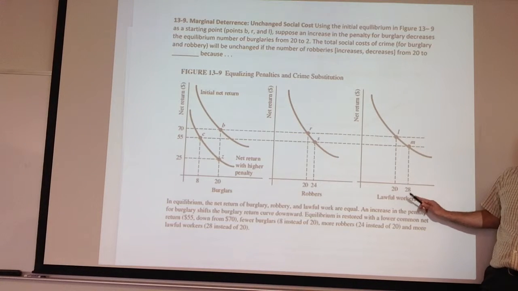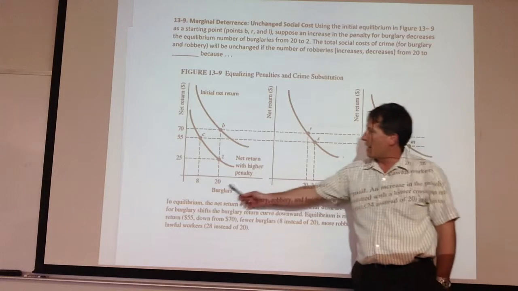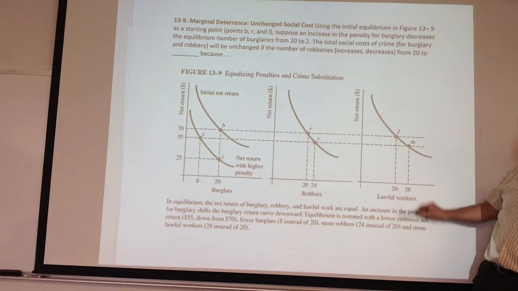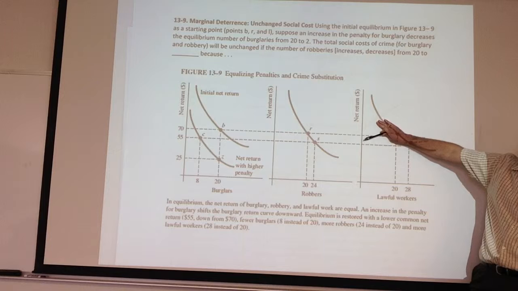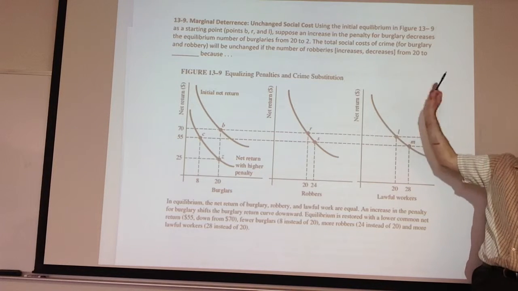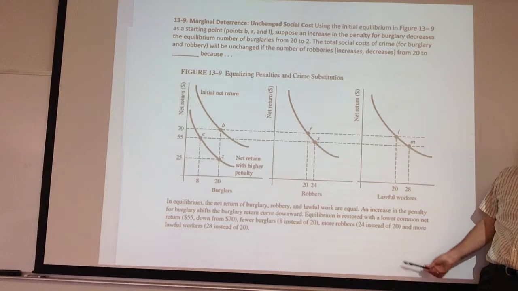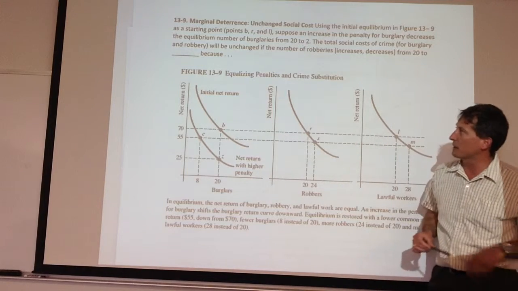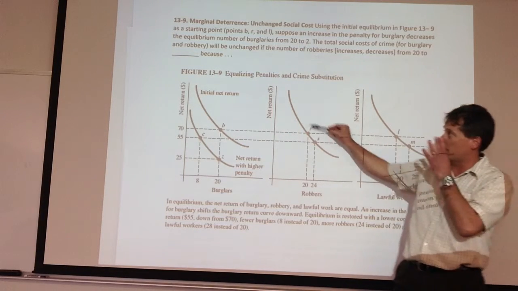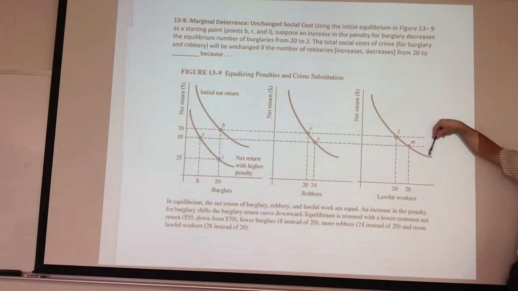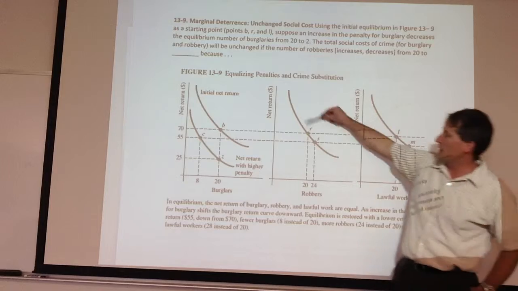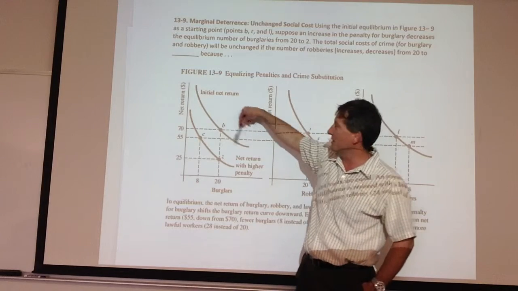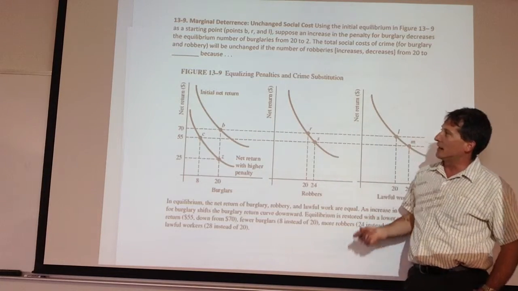And then over here we've got lawful workers. So what happens if we start to get stiff on crime here? This 13.9 description describes what's going on with this picture, and then the question asks you to think about it with slightly different numbers, similar to what we did. With a higher penalty, we think about the net return. Here is your return from lawful work. Here's your net return if you are a robber, or if your criminal choices are such that you prefer to be a burglar, there's your net return.